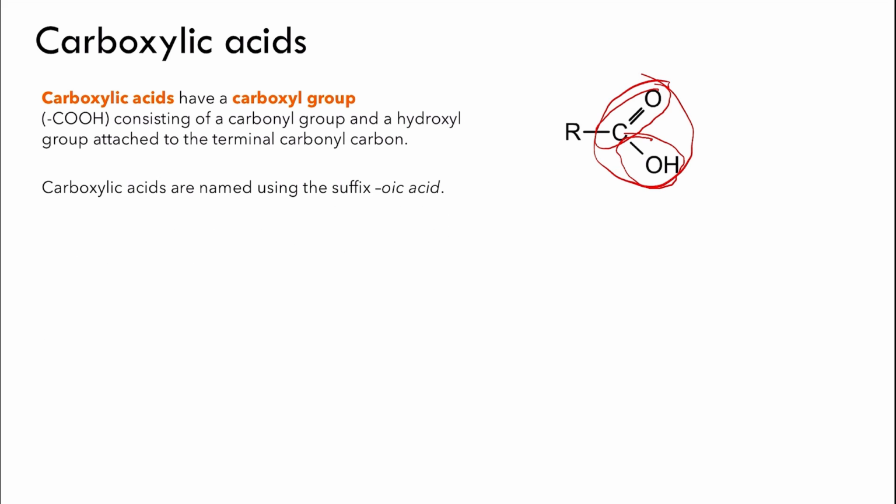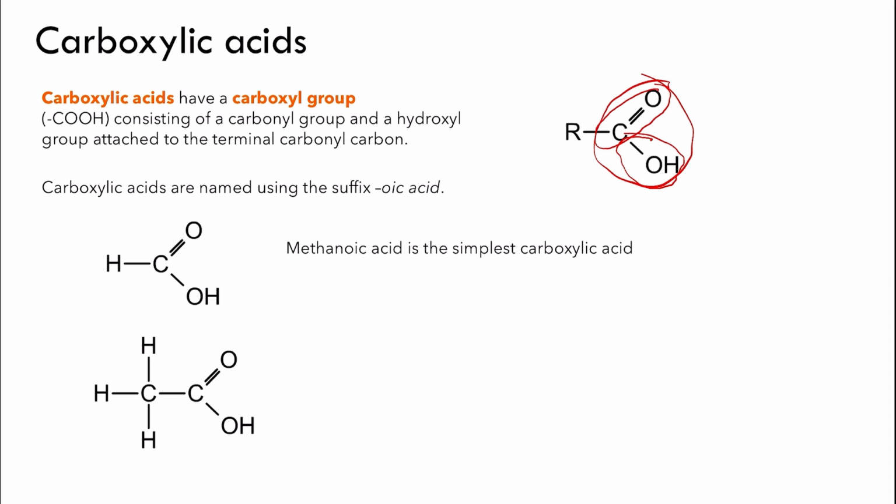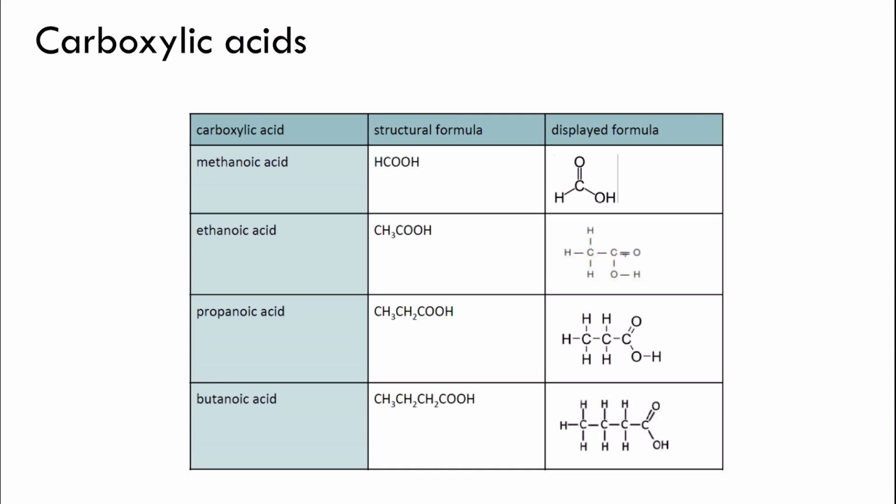Carboxylic acids are named in the same way, where the prefix refers to the number of carbon atoms in the carboxylic acid, including the carbon that has the carboxyl group. And then we have the suffix oic acid. So the first member is methanoic acid, which is the simplest carboxylic acid. The second member with 2 carbon atoms is ethanoic acid. Ethanoic acid is the acid that we find in vinegar.